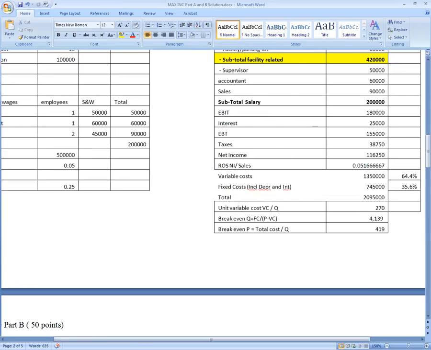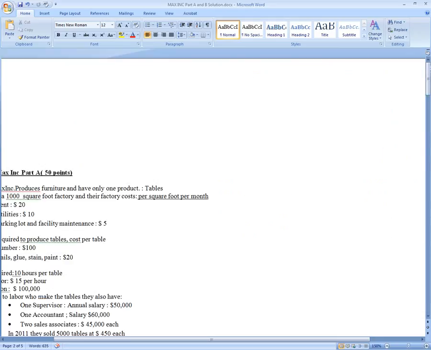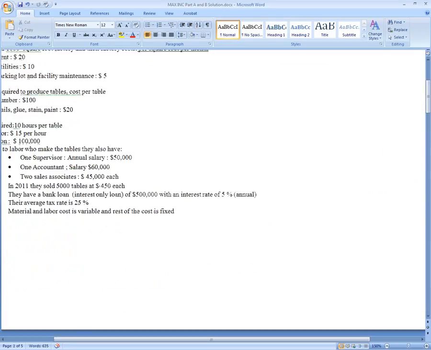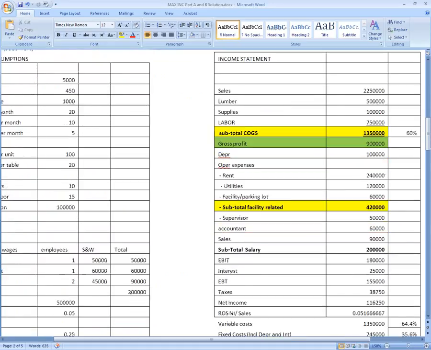So I'll summarize this before I go to part B. Part A was that we have assumptions that were given to us about the business, and from there we had to figure out the income statement, and the income statement is basically your sales, your cost of goods sold.